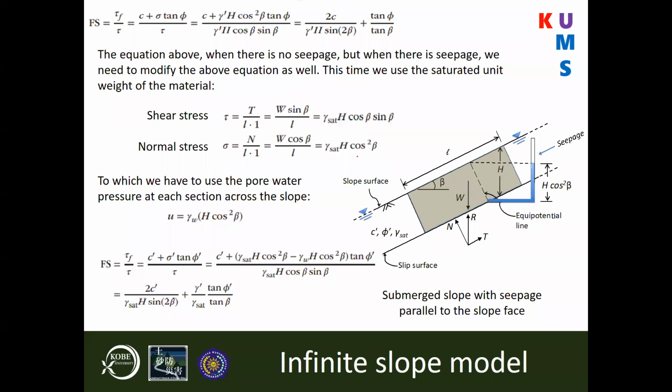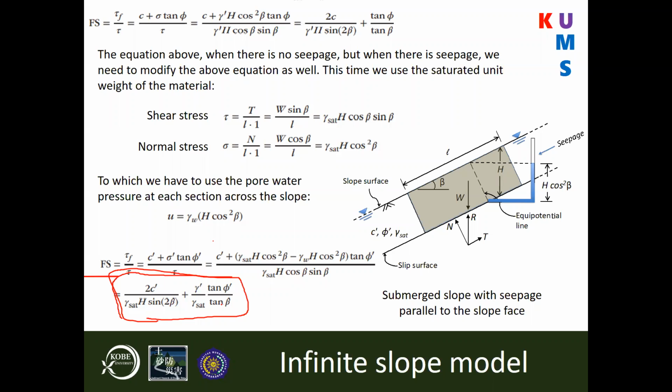So this time we are not considering even the material which is dry, we're looking at the saturated material, and to which we have to use the pore water pressure. So that's pressure which is pushing the material and helping it slide down, so that the Fs looks like this. And it can be reduced to that as usual. And that is the equation for saturated material for the infinite slope model when considering seepage, so with seepage.